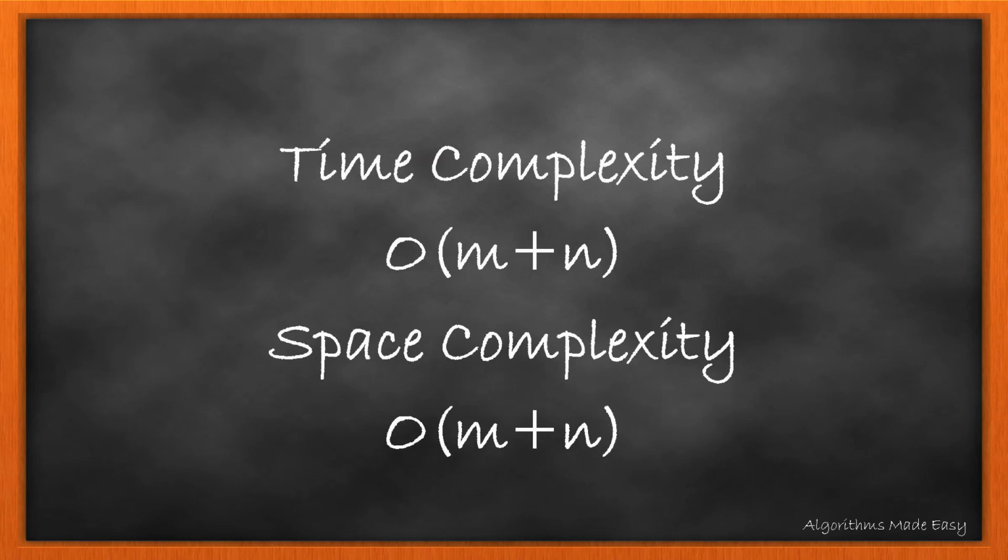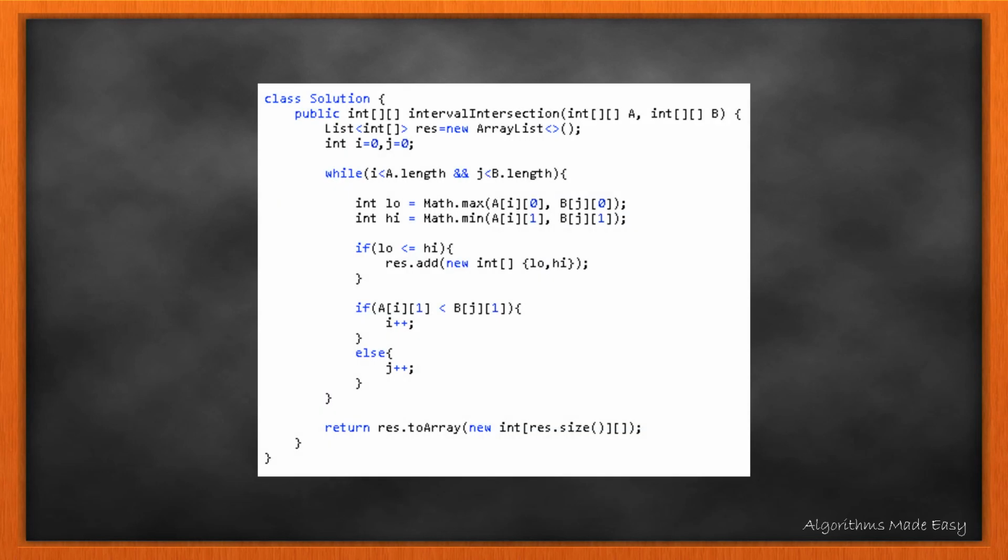The time and space complexity of this algorithm is O of m plus n, where m and n are the lengths of A and B. Here's the code snippet. Also, check out the link to the Java code in the description below.